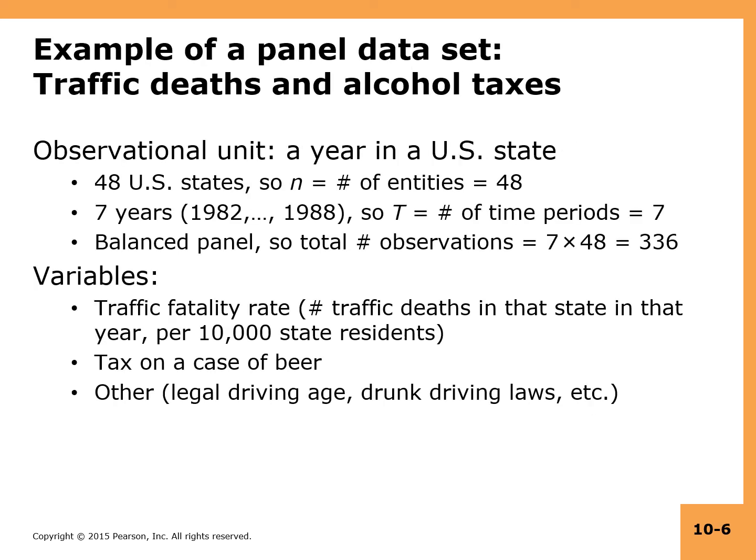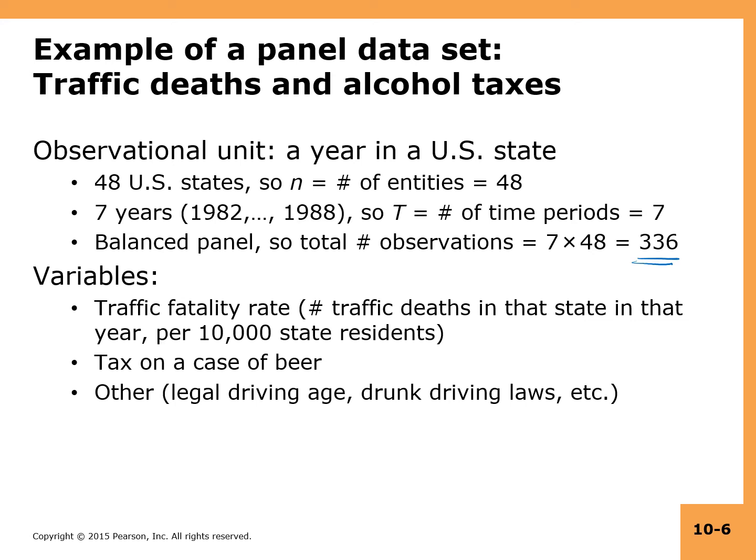The example that we're going to look at in this section is a data set that includes traffic deaths and alcohol taxes. So the observational unit is the 48 US states. In other words, the entities are states, and the number of entities in this case is 48. There are 7 years of data from 1982 to 1988, and it's a balanced panel, meaning that there are no missing observations. So we have a total of 336 observations.